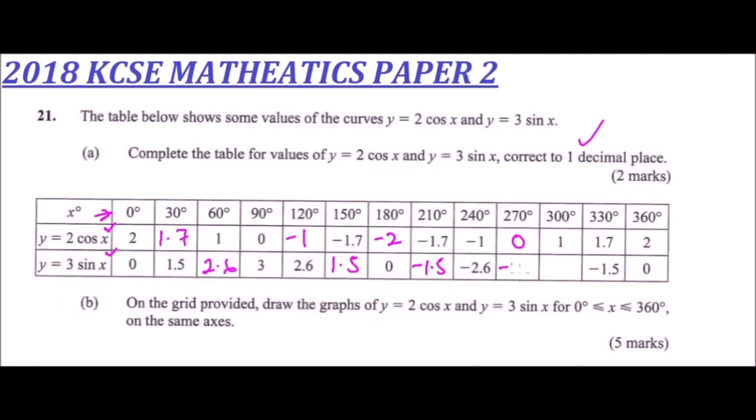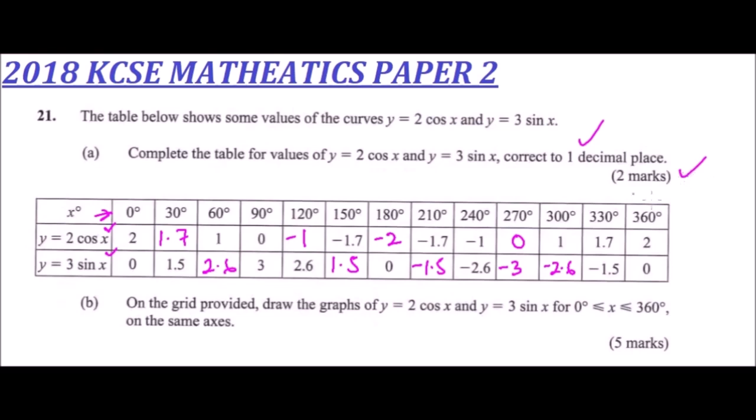Finally, we go to 300. So 3 sin 300, you get minus 2.6. So there, after filling those values, you earn yourself 2 marks, which is very easy. We go to part B of the question.